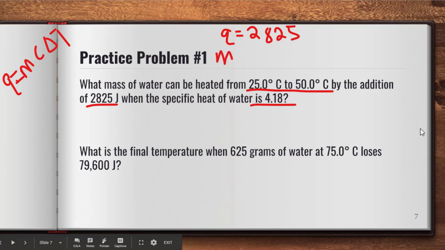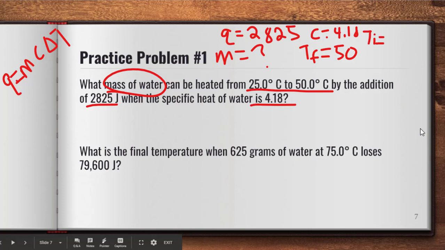My mass is unknown. Again, that's what the question is asking for. The specific heat is 4.18. The final temperature is 50. Remember, that's what we're going from 25 to 50. And the initial temperature is 25.